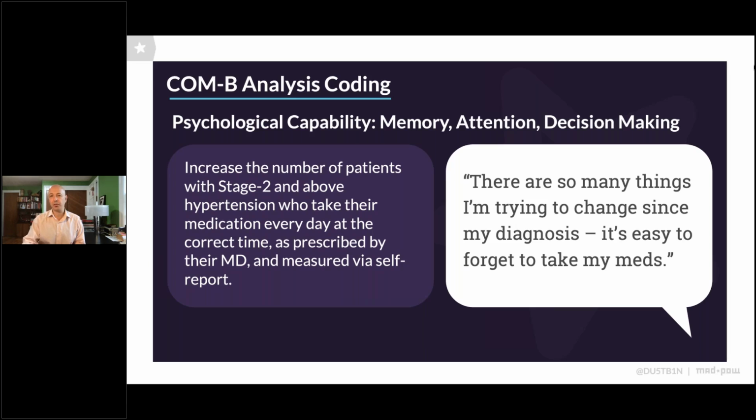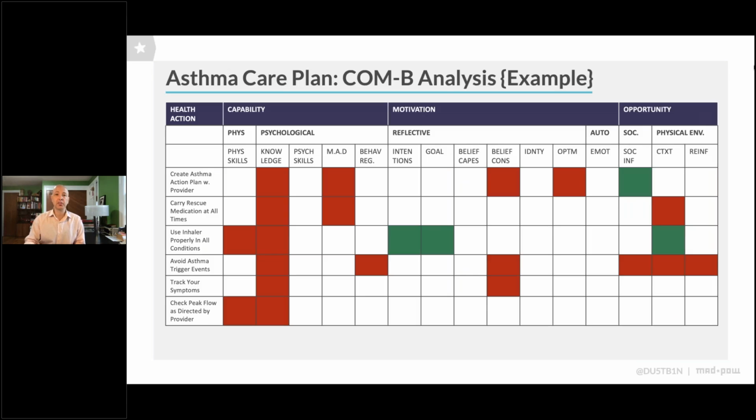When we know this and we can define what it is, we're much more likely to design the right kinds of interventions. And we can code that when we look at the research that we have. So here's an example of an asthma healthcare plan with a number of behaviors that are important that we're looking at over time, from creating an action plan with a provider all the way to tracking symptoms, checking peak flow. For each of those behaviors, we can look at which of these factors, psychological, motivation, or opportunity factors, get in the way of those behaviors so that we can think about intervening in one way or another that targets those.